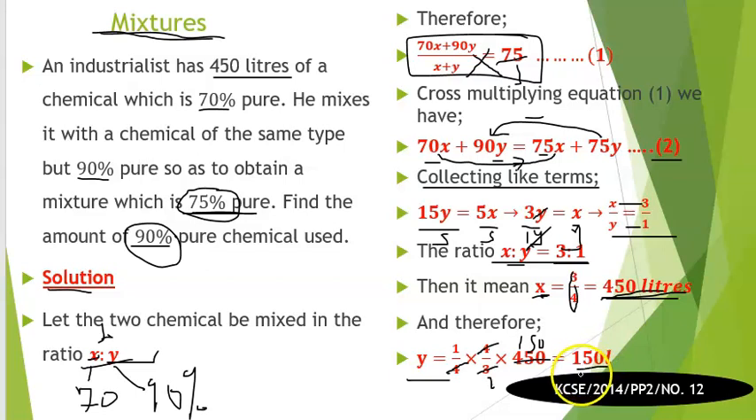Therefore, the amount of 90% pure chemical to be added is 150 liters. That was the correct answer that was being sought. Therefore, if you meet any such questions, try to think about those questions in that line. And by so doing, I believe the rest is actually the manipulation of those particular numbers.